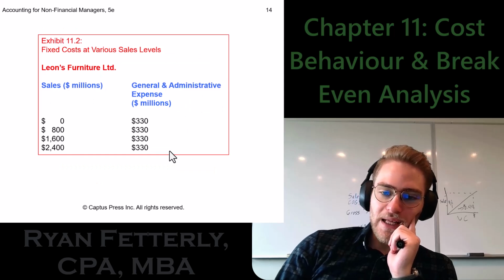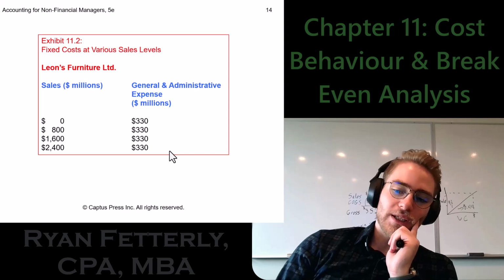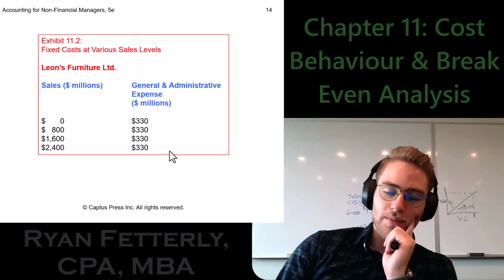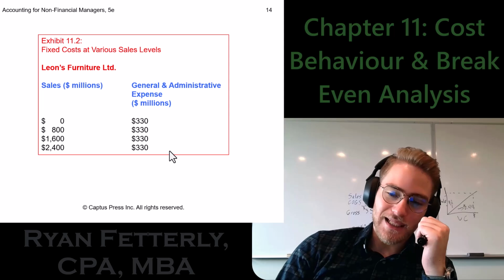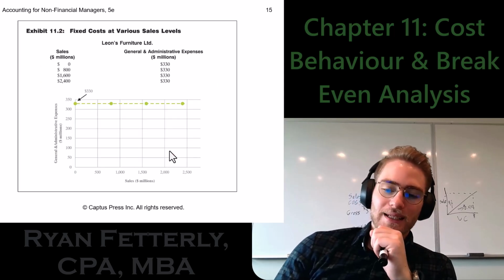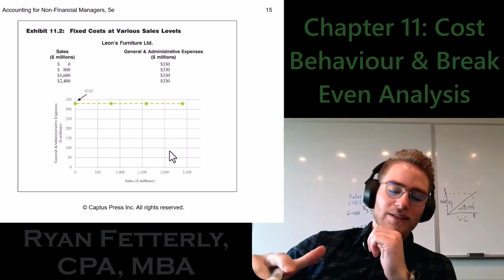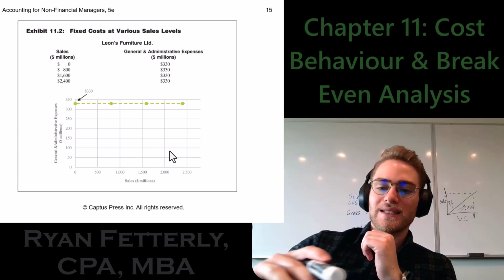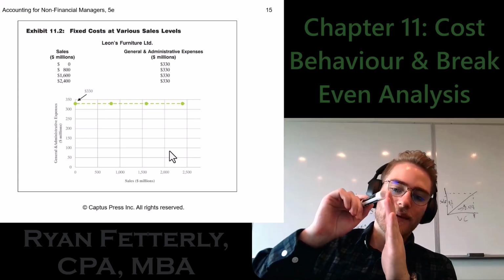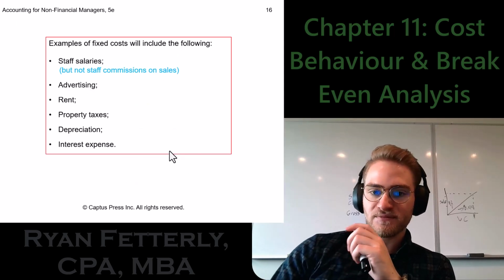So here's an example of that. Our sales going from 0 to 800 million to 1.6 to 2.4 billion, right? Our general and admin expenses, they're fixed. They don't change. They just stay constant at 330 million. I'm not going to graph it out because it's on the next slide. I remembered this time. But this is what it looks like, right? On the x-axis, we have our sales, and no matter how much our sales increase, our general admin expenses basically stay constant at 330 million.